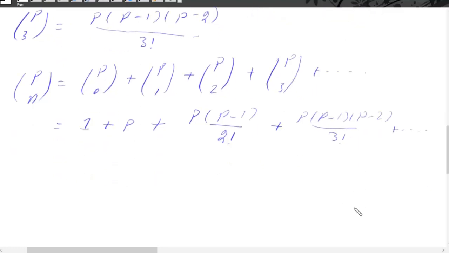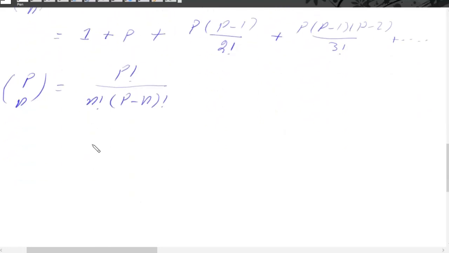Okay, now we can write this equation in the generalized form. Then the combination of p and n is equal to p factorial divided by n factorial times (p minus n) factorial. Okay, we can write it in the general form. When we put the value of n here, then we will get all these terms.